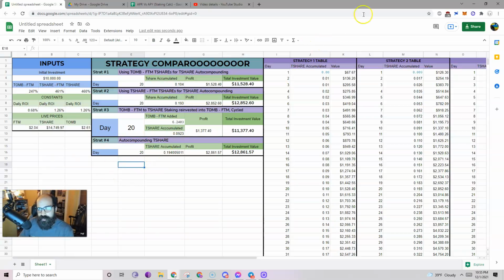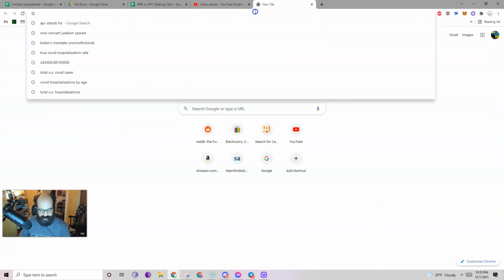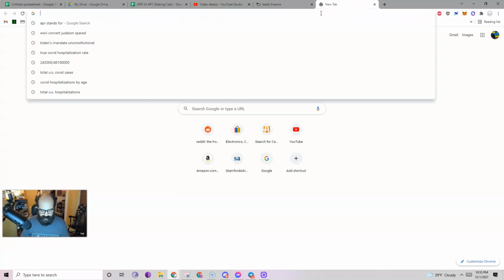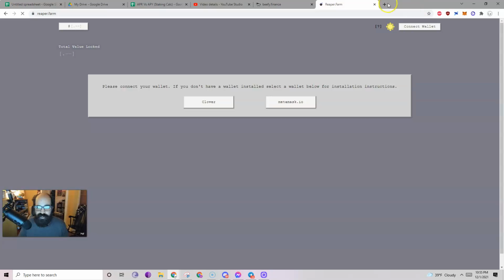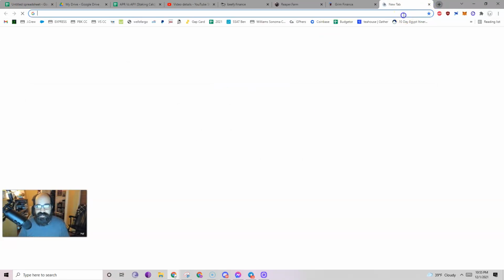So where can you auto compound T-share? Let's just check. Let's look on Beefy. Let's look on Reaper. I believe the only place you can do it is Grim, but I could be wrong. Let's look at Grim, and then let's look at Yield Wolf.